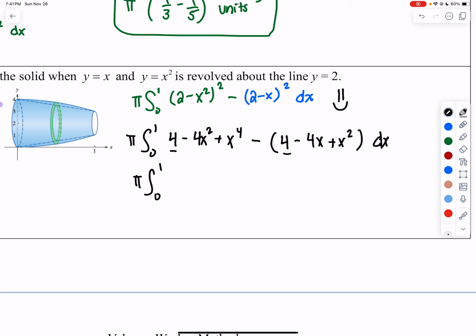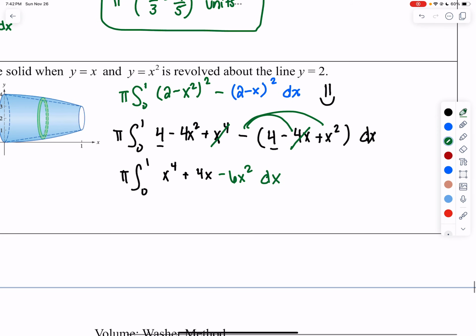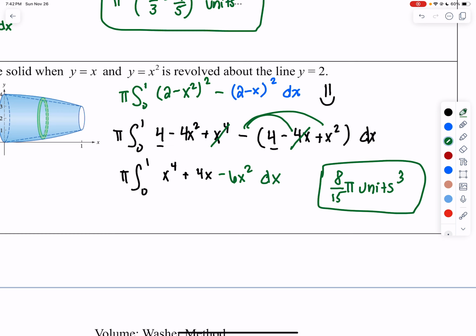So that cancels out. You're left with x to the fourth plus 4x. Let's see, x to the fourth, 4x, and then minus 6x squared dx. All right, if I did my math correctly, which I hope I did, you should get 8/15 pi as your answer. Yay.